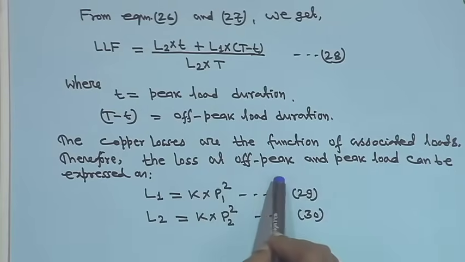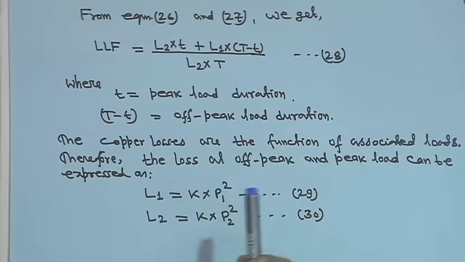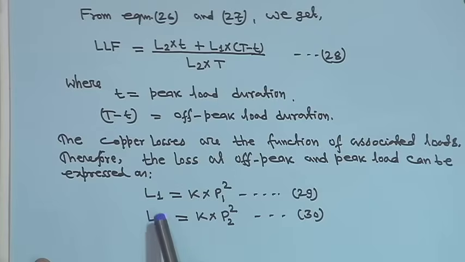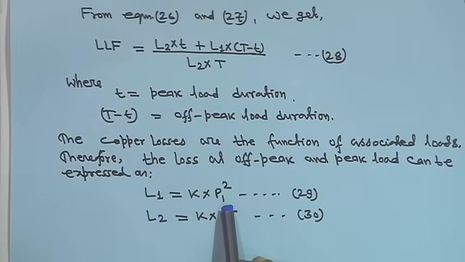Therefore, the loss at off-peak and peak load can be expressed as follows. At off-peak hours, loss L1 is equal to some constant into P1 square, because loss is approximately proportional to the square of the load. Of course, loads have different characteristics, but for establishing this relationship, at off-peak hours the load is P1 and the loss is L1.